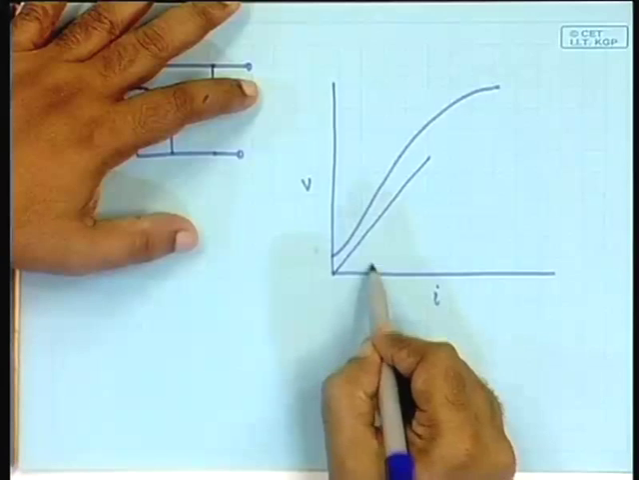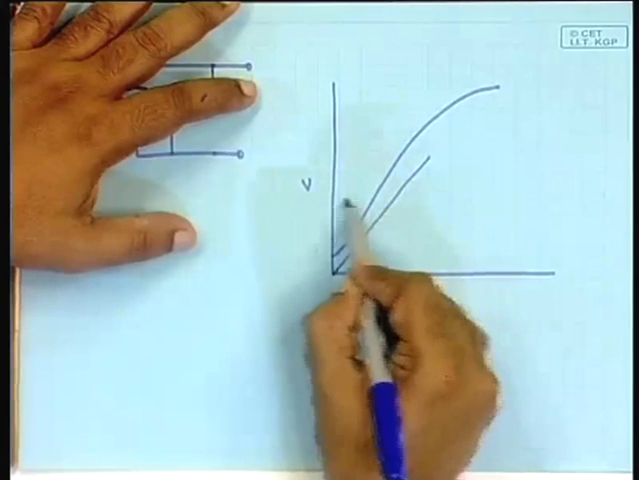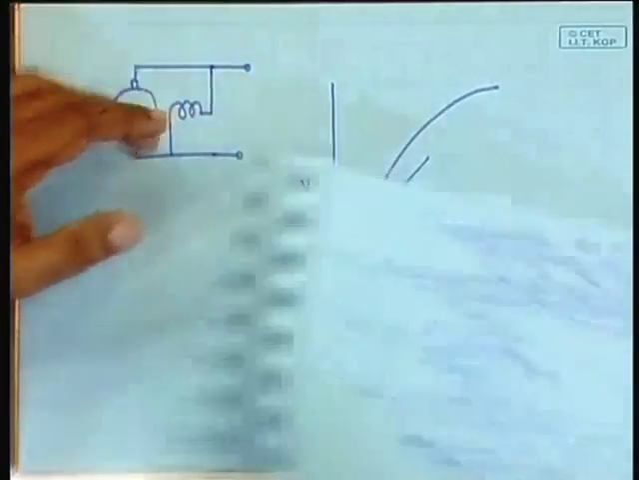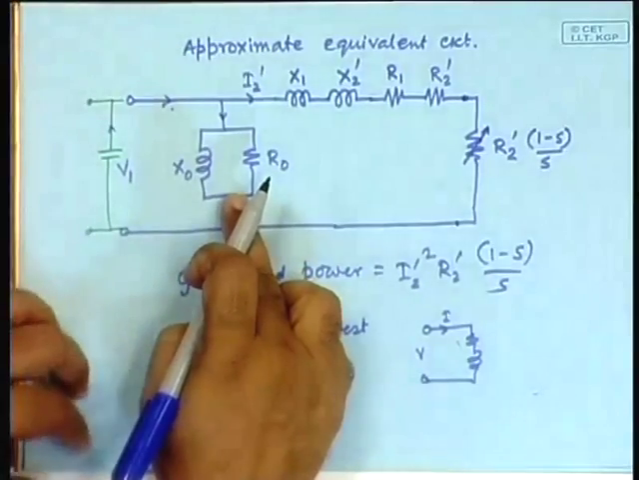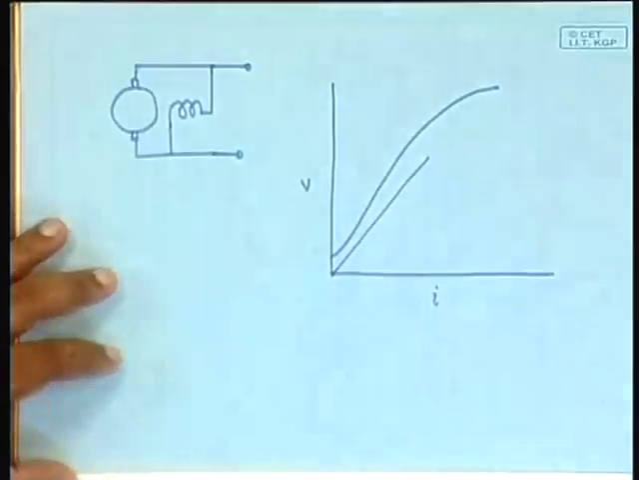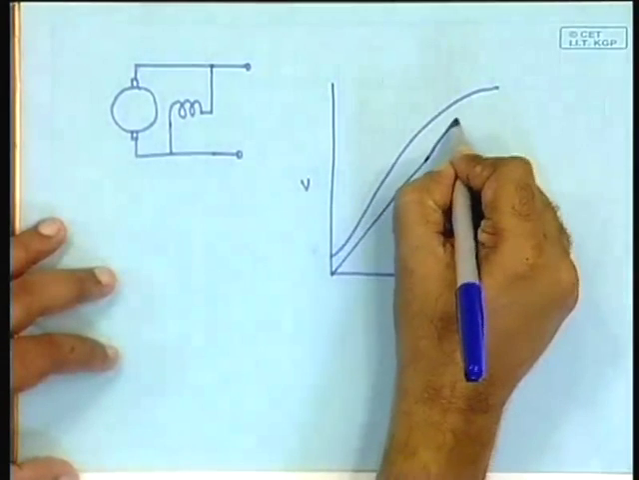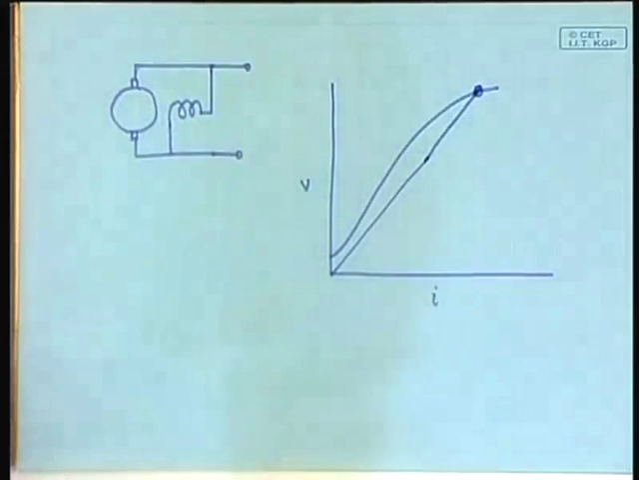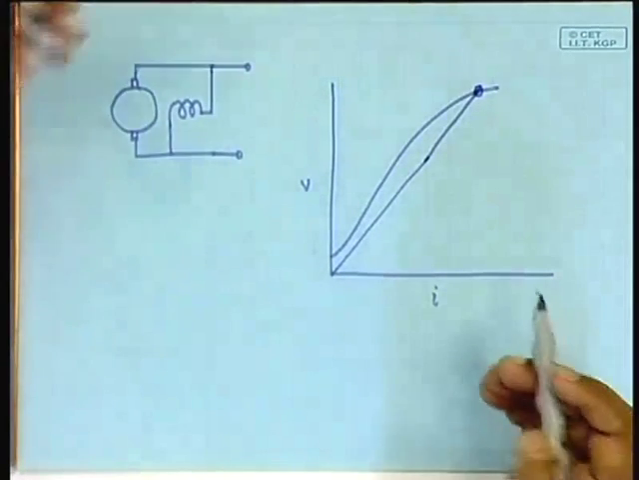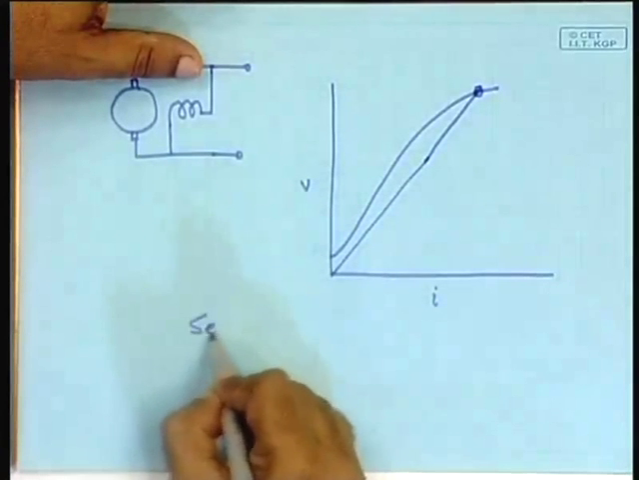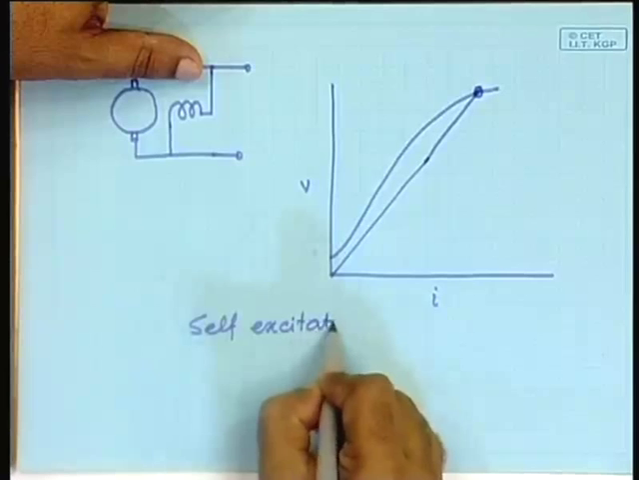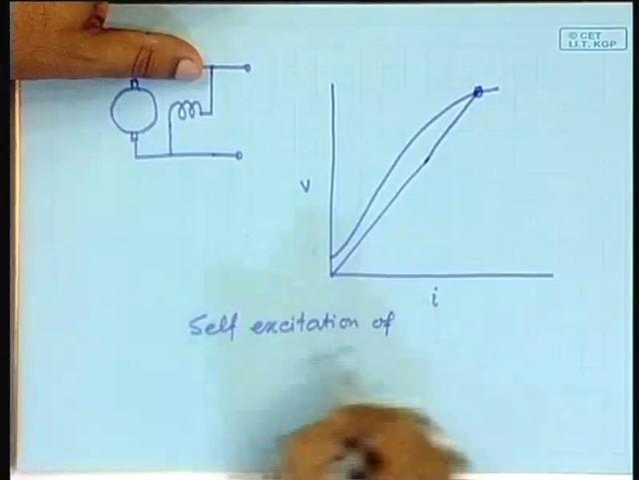For this value of the current, this will be the voltage. For this value of the current, this will be the voltage. But since these two are connected one to the other, where will it work? Where these two graphs meet, this will be the voltage generated. So, that will be the voltage generated. This is the process of self excitation of induction generator.